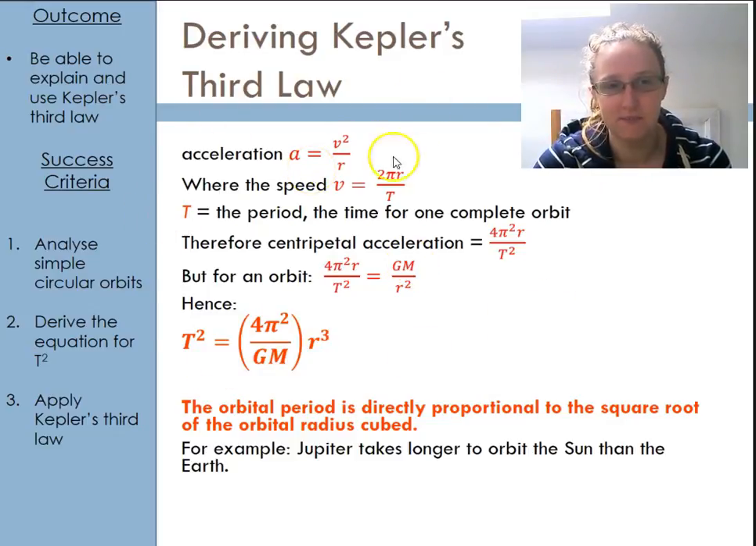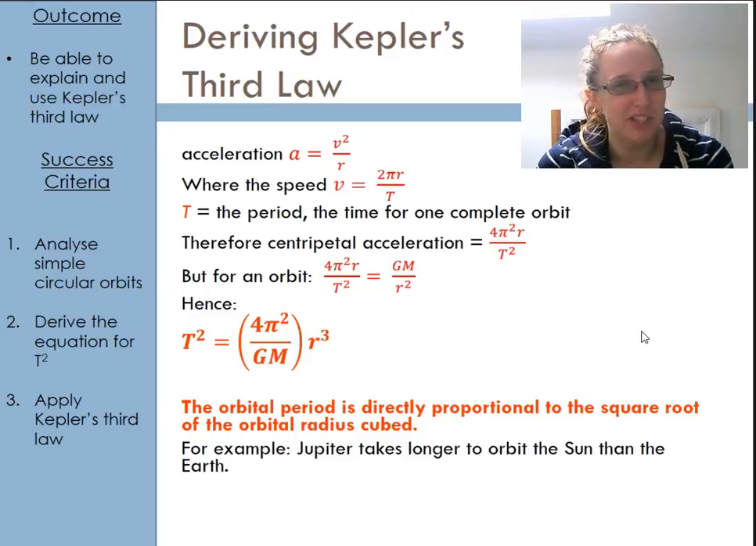Centripetal acceleration, I just looked at what the speed actually means because it's a circle, plopped that into the acceleration, said, oh, well, I know the centripetal acceleration is caused by the gravitational field, so these two things are equal, and then I rearranged, and that just gives me that the orbital period is proportional to the root of the orbital radius cubed.